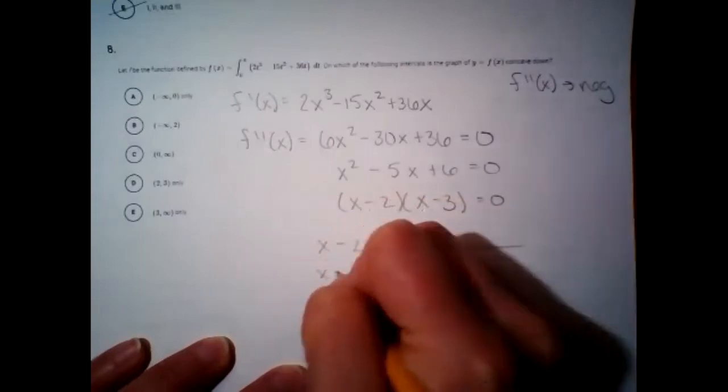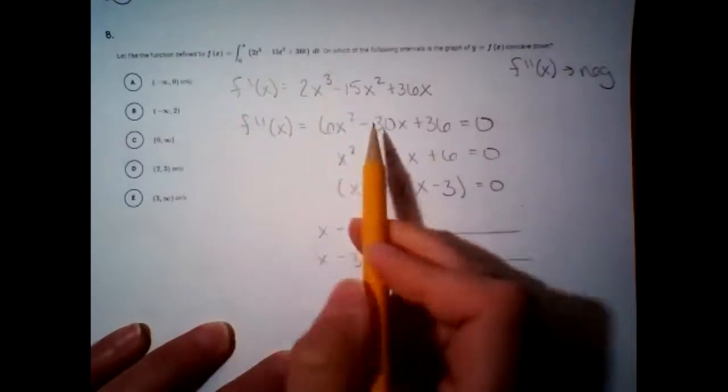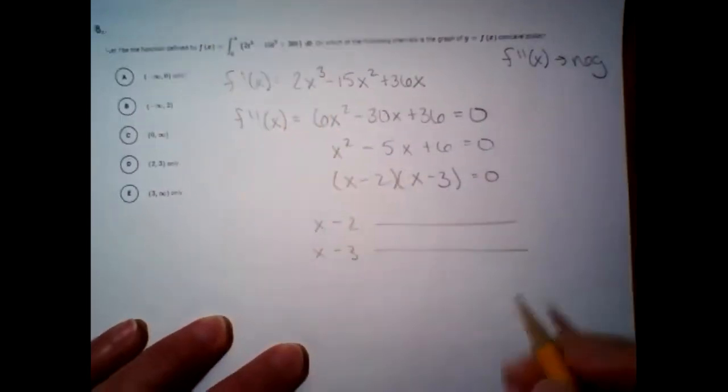If you're like, wow, this is a lot of work for a multiple choice question, yeah, sometimes they're like this. But it was just a derivative and then factoring. So it went quick.